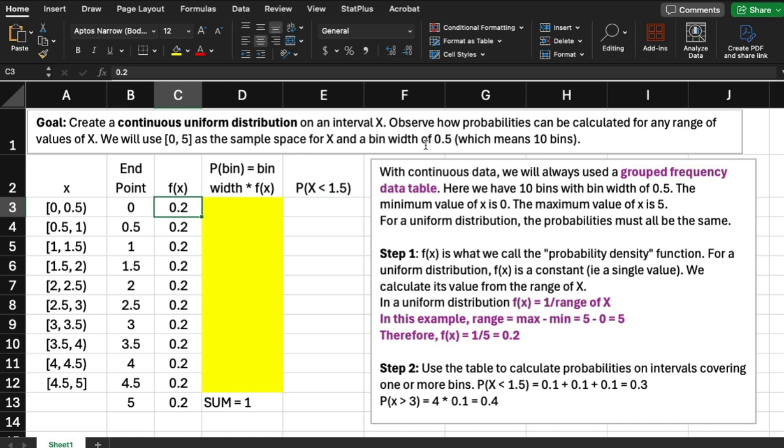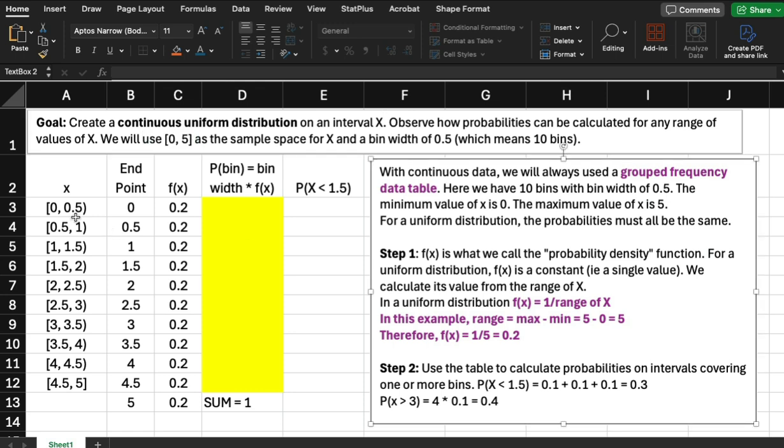So again, our population is on the x values from 0 to 5. So we have a continuous uniform distribution on the interval from 0 to 5. And that's all we need to know, that it's continuous, it's uniform, and the interval is 0 to 5. That information tells us everything we need to know.